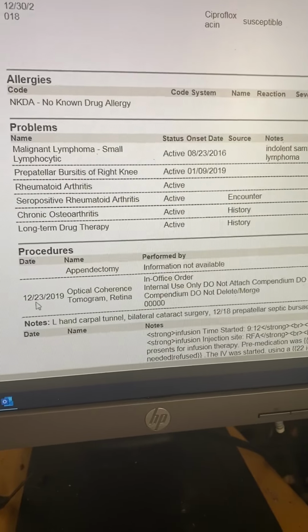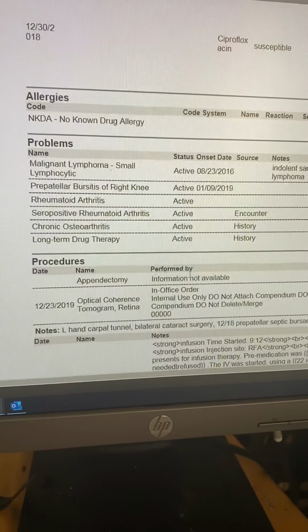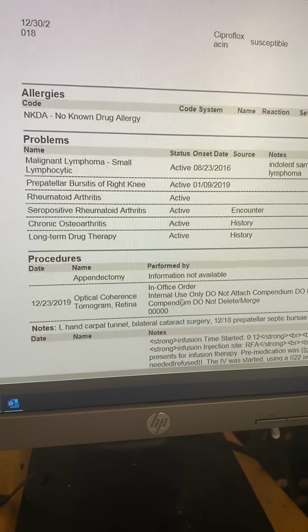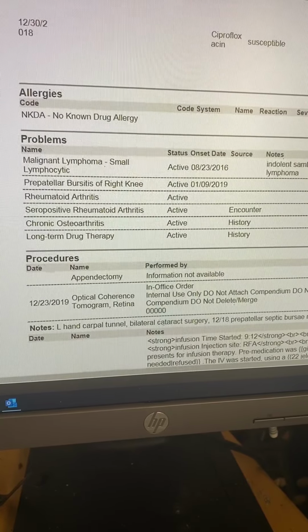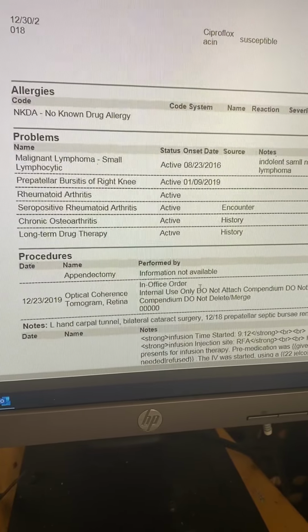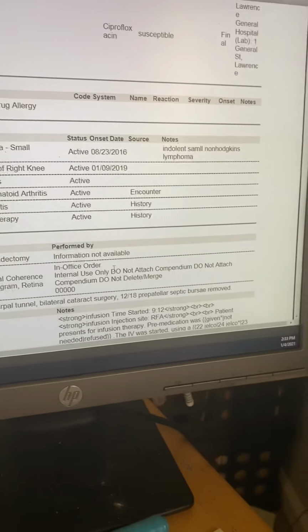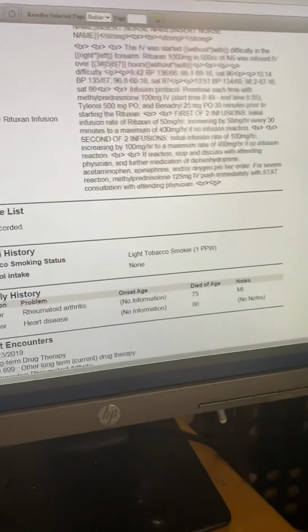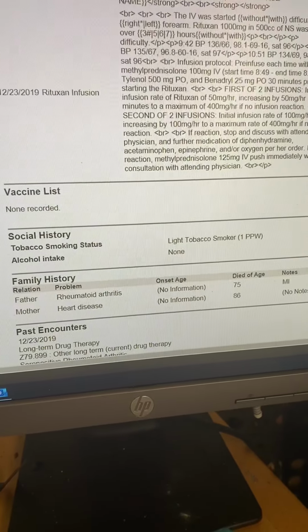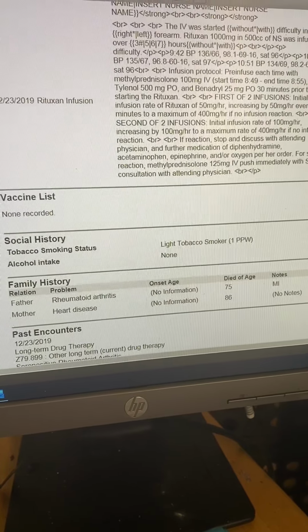So you see where it says procedures here? I know they had an appendectomy. I know they had some optical issues. I know they had some surgery on their left hand for carpal tunnel. So now let's see, and I'm going to hide it again because I know the name is coming up. What I'm looking for now is to see if they had any surgery for their cancer. Yeah, so I don't see that. And remember at the beginning of the chart, they were coming for infusion. So now I understand that the infusion they're coming for is for the cancer, for the lymphoma.